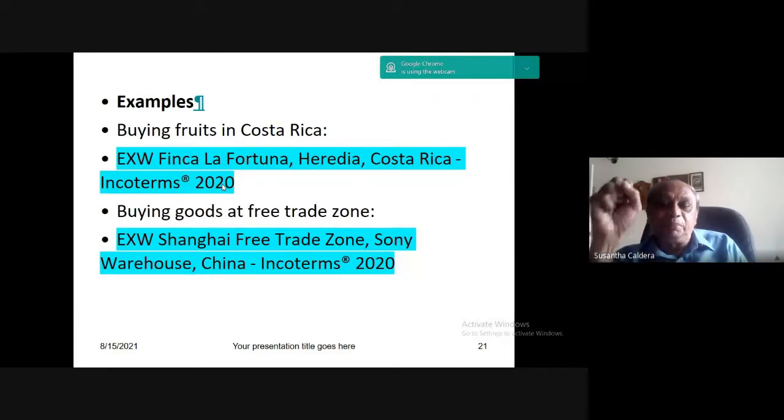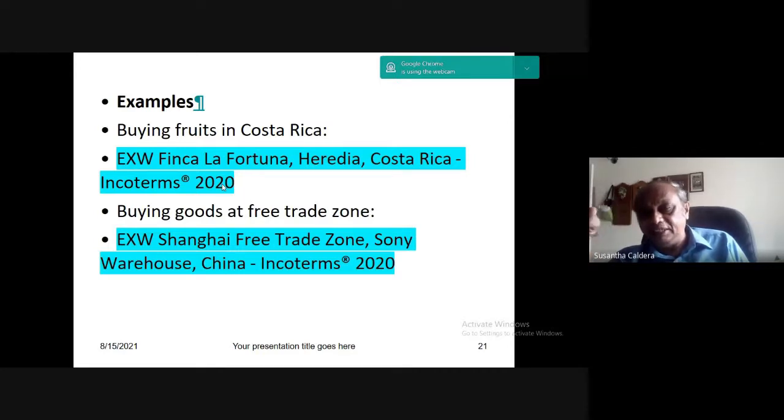Finca La Fortuna is a company. Heredia is the town or the city. In Heredia, there's a company called Finca La Fortuna, and you have to go to Finca La Fortuna, buy the goods, and then in Costa Rica, that's the agreement, right? Another one, buying goods at free trade zone. Right? Ex work, Shanghai free trade zone. Sony warehouse.